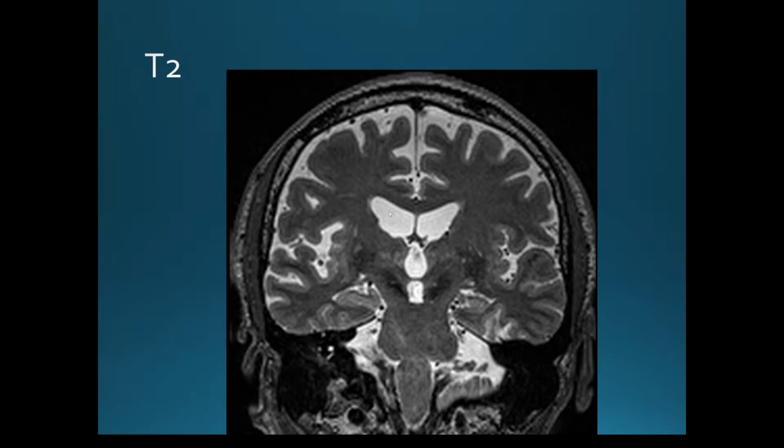But then what we notice is the cerebral spinal fluid, which is inside and surrounding the brain, is bright. So this light fluid on T2 is very useful for seeing atrophy because we can see that contrast between water, essentially, the cerebral spinal fluid, and brain matter.